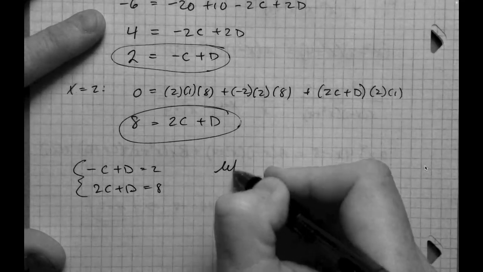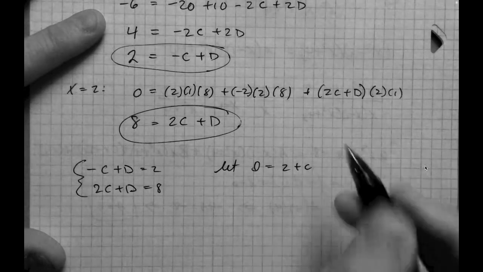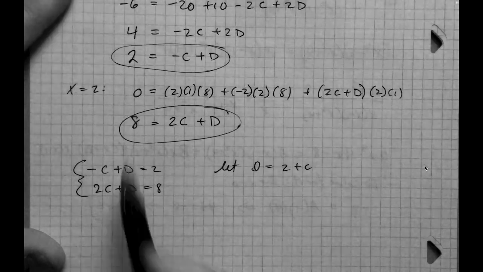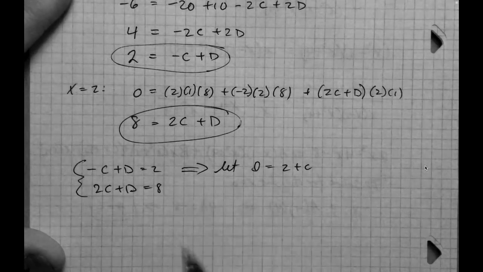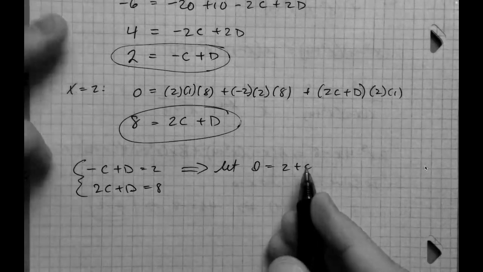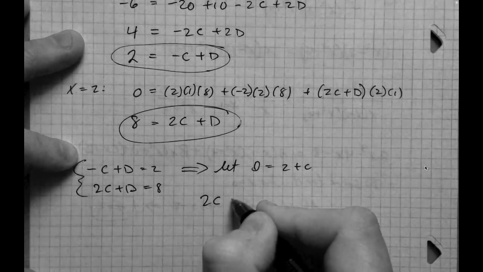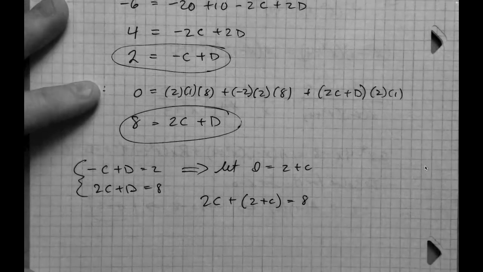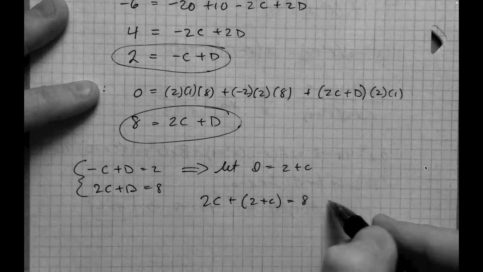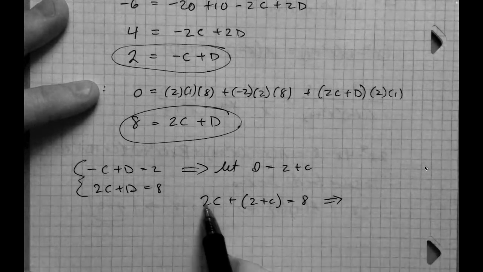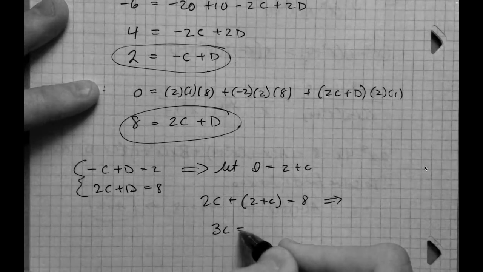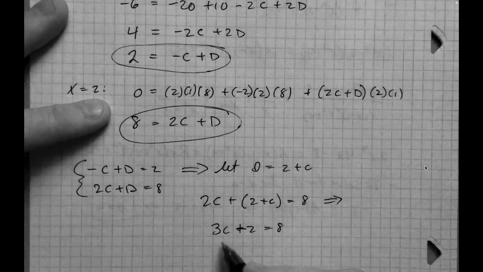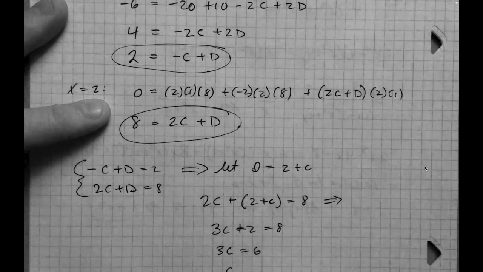Let d equal 2 plus c. Then take that and plug it into this bottom one. That's derived from the first equation, and then you can plug that into the bottom one. So that means 2c plus 2 plus c equals 8. And so that means you've got 3c plus 2 equals 8. And so 3c equals 6, and so c equals 2.